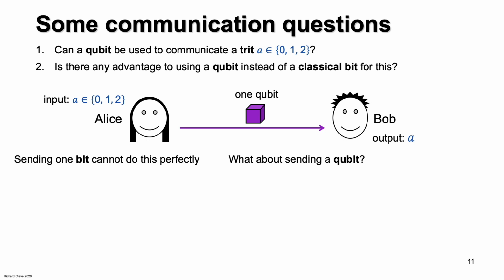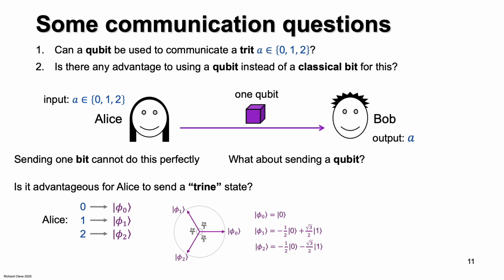One idea is for Alice to encode the trit as one of the so-called trine states. These are 3 amplitude vectors in 2 dimensions with an equal angle of 120 degrees between every pair of them. This is as close to orthogonal as you can get when 3 vectors are constrained to 2 dimensions. When Bob receives the qubit, can he extract the trit from it by some measurement process? You may pause the video to think about this.